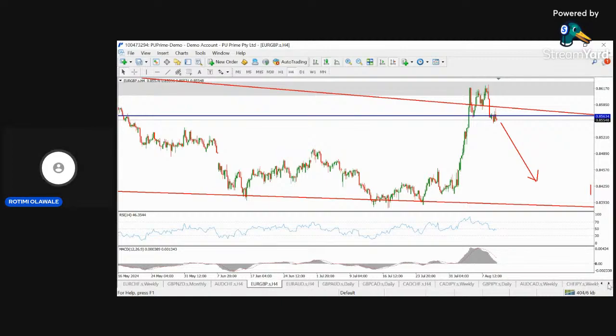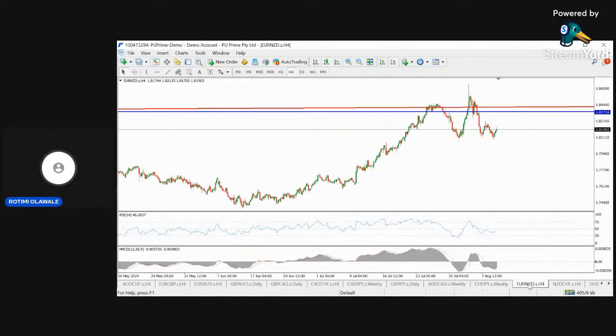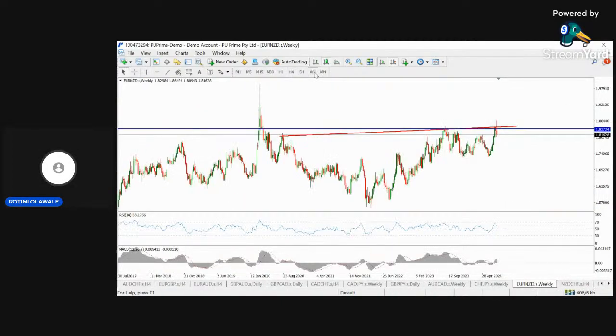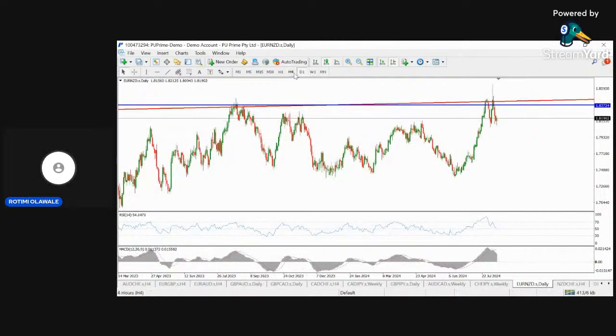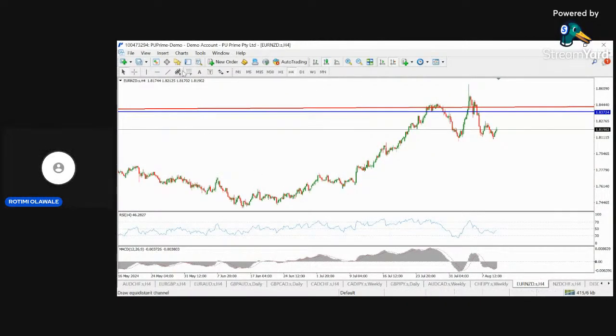And same thing also on the Euro New Zealand. Like I said, there's a lot of weakness on the Euro pairs. For the Euro New Zealand, likewise, on the weekly time frame, you can clearly see that price hit a resistance, and we have an uptrend right there. And we can zoom down to the 4 hour. And on the 4 hour, we're seeing a pattern that looks like a head and shoulder formation.